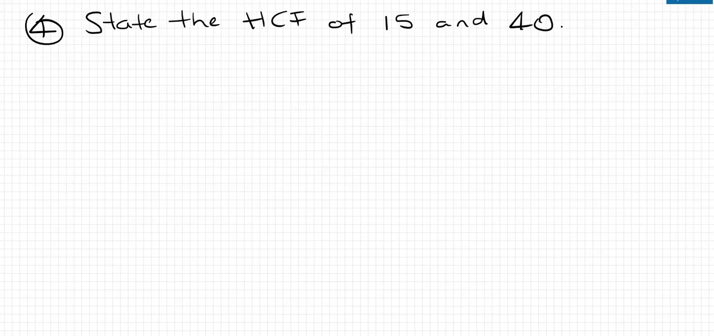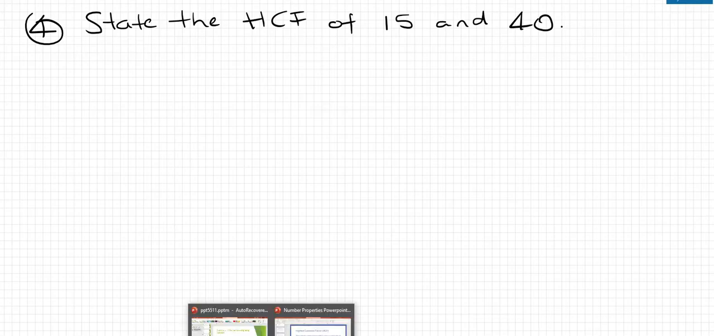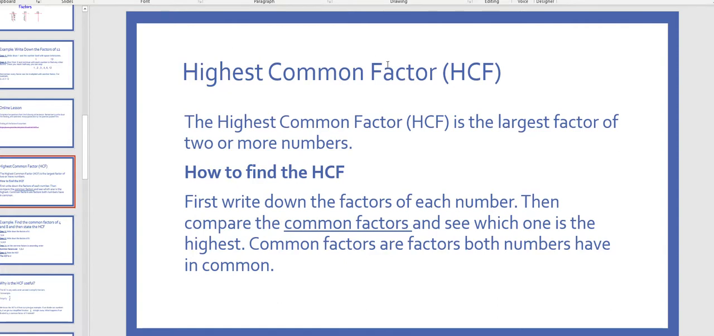Okay, our last question for this session asks us to state the highest common factor of 15 and 40. Now, if you've looked at the PowerPoint, the highest common factor of 2 numbers or 2 or more numbers is the largest factor they have in common. Okay? Now, how to find the highest common factor? First, write down the factors of each number. We have done that already for 15 and 40. Then compare the common factors, which we've done already, and see which one is the highest.